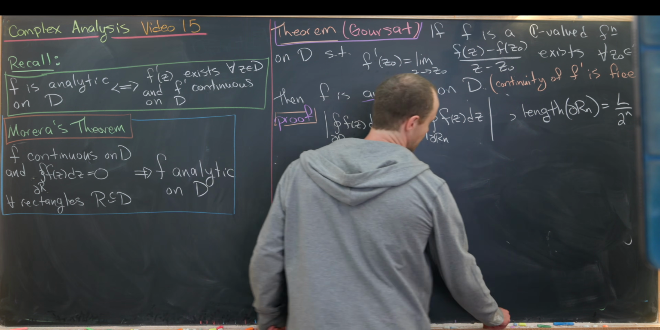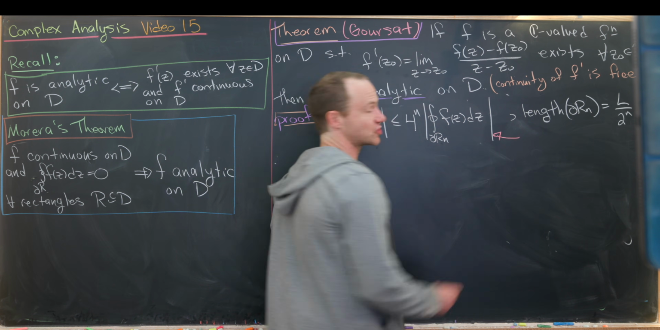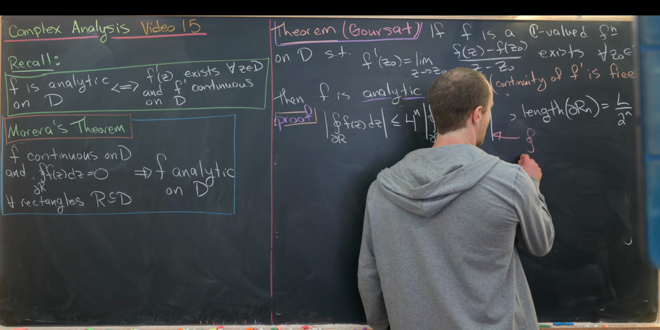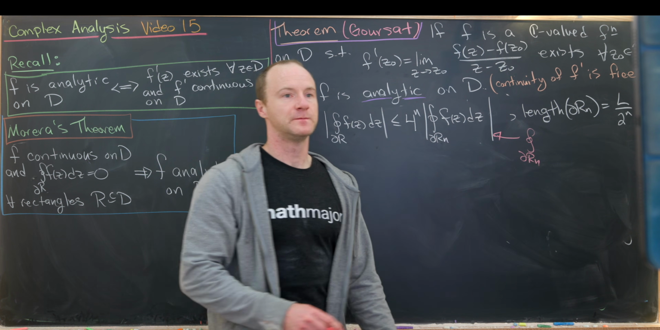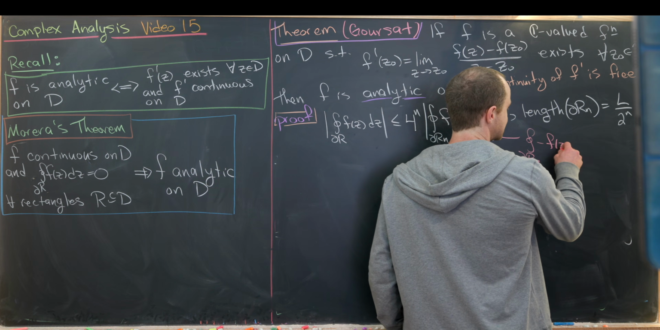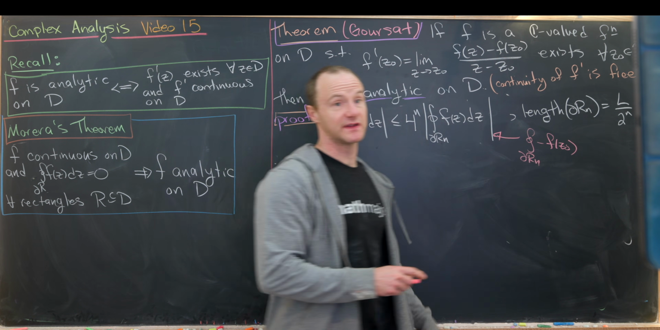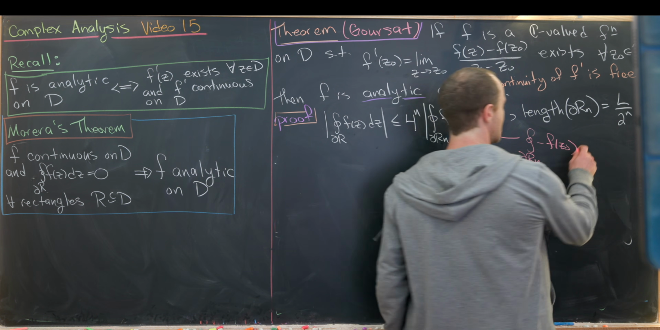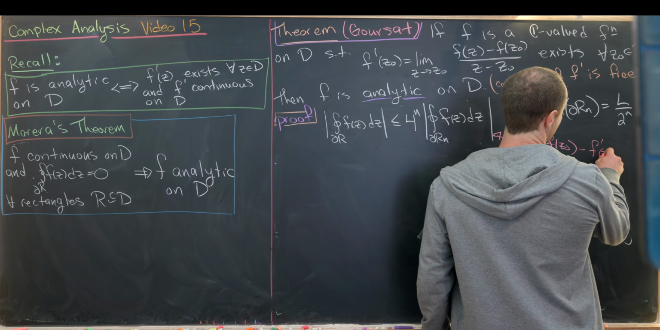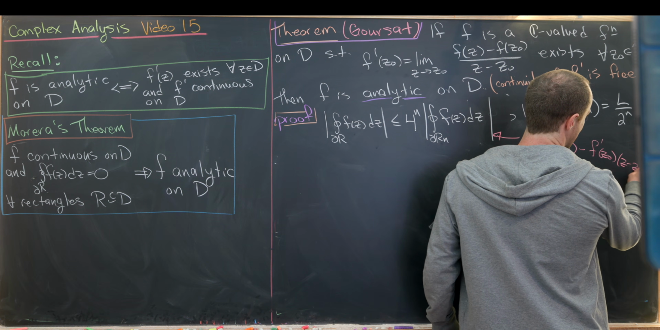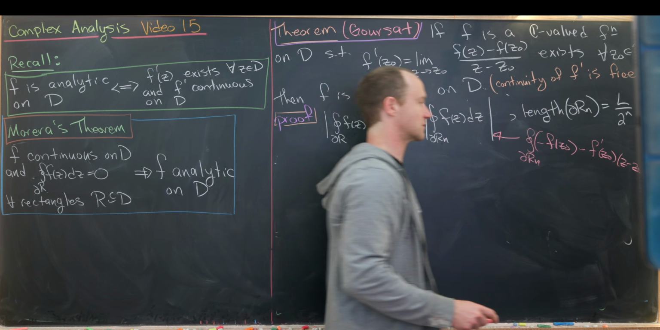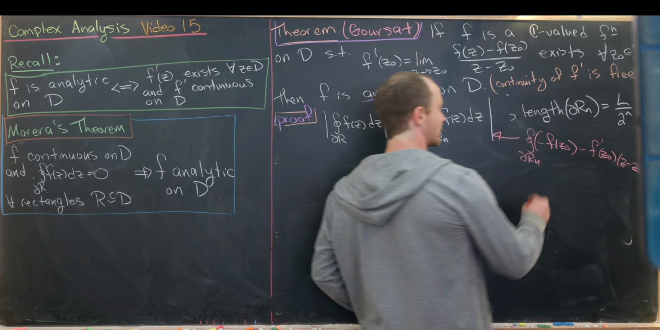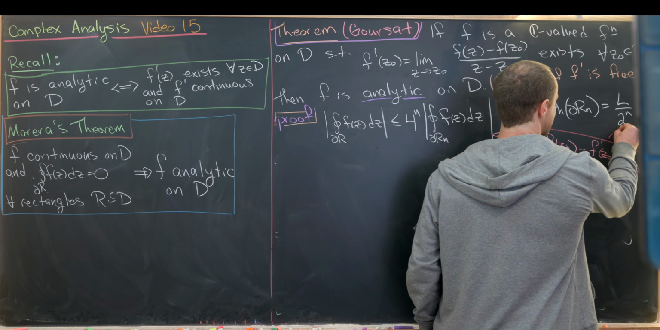And the step that we're going to make here is to add a version of 0. The version of 0 we add will be the following: the integral over the boundary of R_n of minus f(z0). That's a constant function, which means the integral over the boundary is 0, because that's an analytic function, minus f prime of z0 times (z minus z0). So it's going to be that integral over the boundary. But why do we know that that's a version of 0? Well, this is a version of 0 because the inside here is analytic.